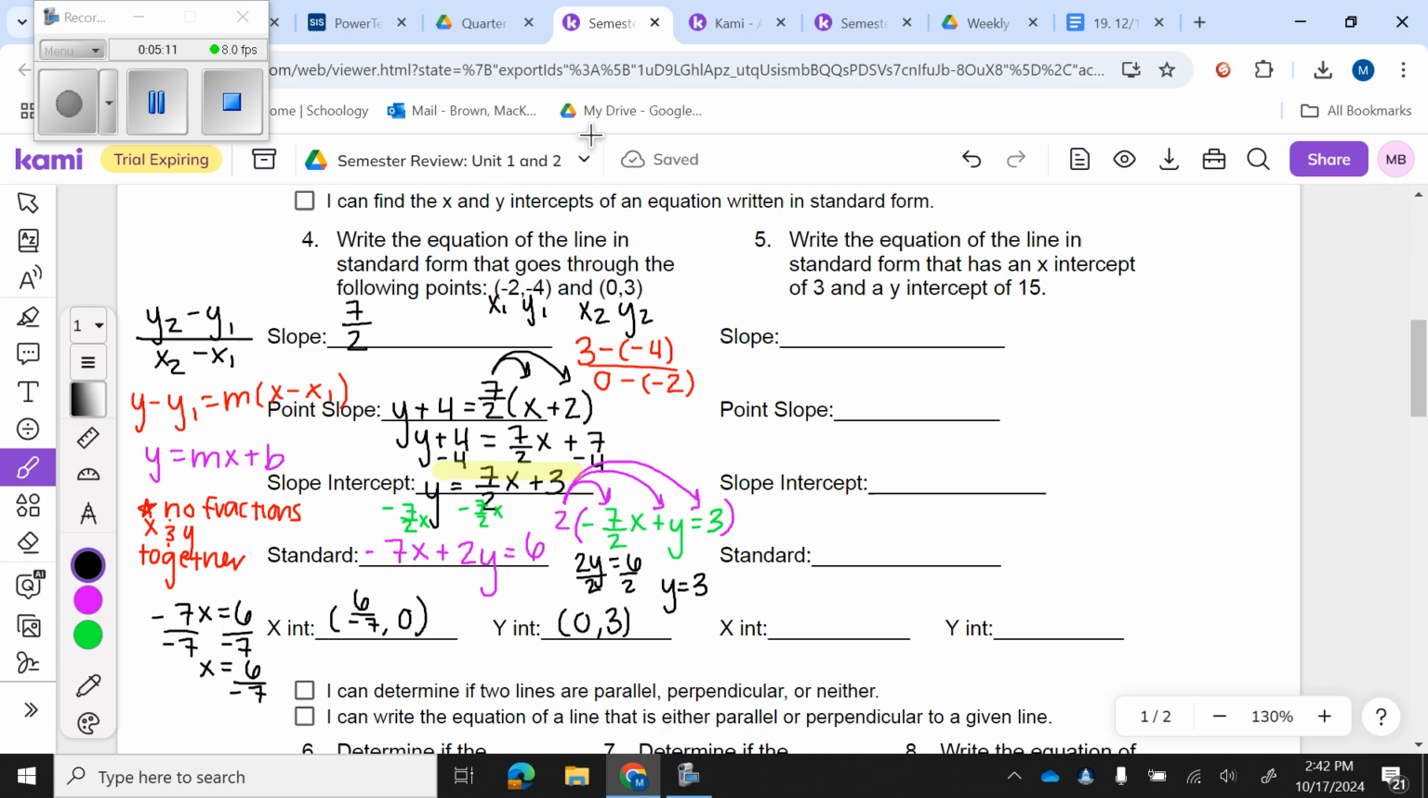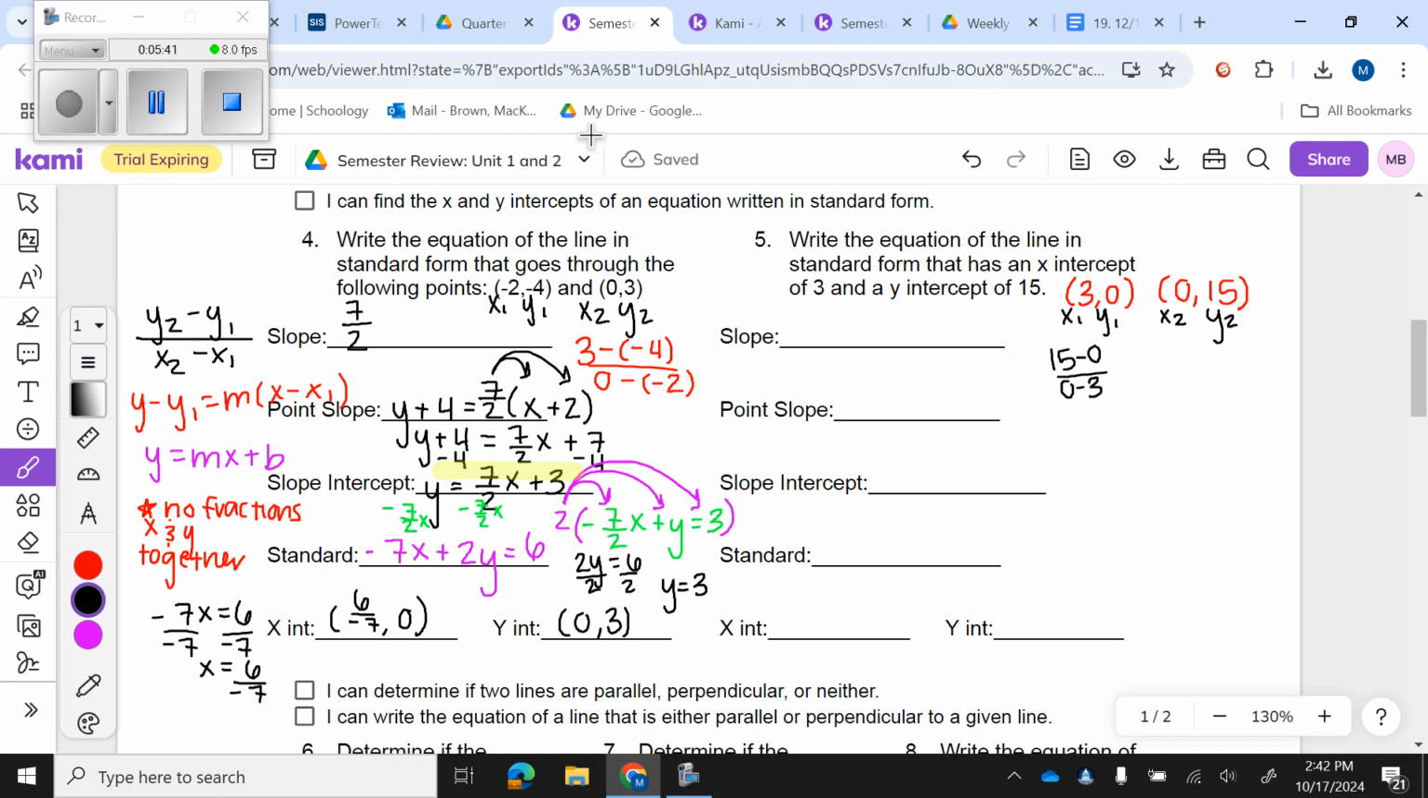It says an x-intercept of 3 and a y-intercept of 15. So the first thing we need to do is write that as a point. An x-intercept of 3 is going to be 3, 0, and a y-intercept of 15 is going to be 0, 15. Now I need to find the slope. I'm going to label x1, y1, x2, y2. So I'm going to have 15 minus 0 over 0 minus 3.